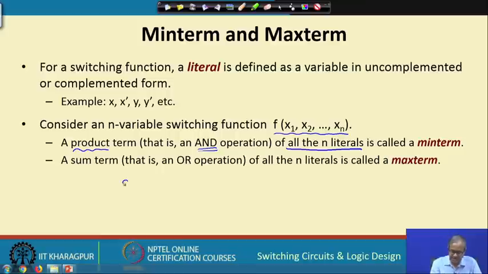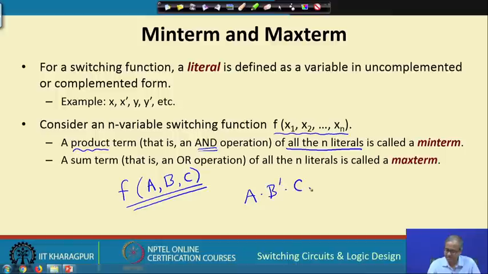Let us consider a function f of 3 variables a, b and c. In this function, some examples of minterms will be a b bar c, another example will be a b bar c bar, and so on, a b c. So, all the variables' literals should be appearing; they are called minterms.